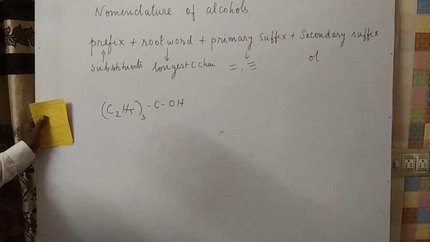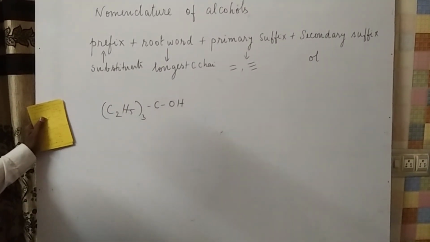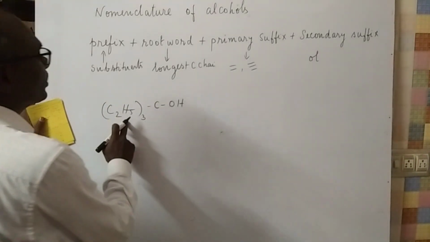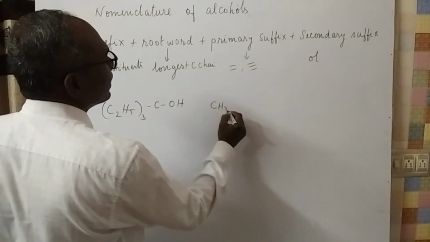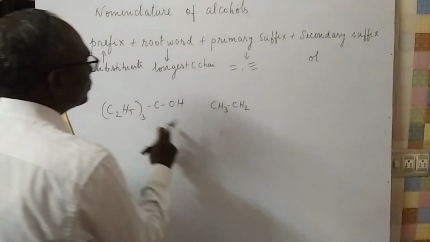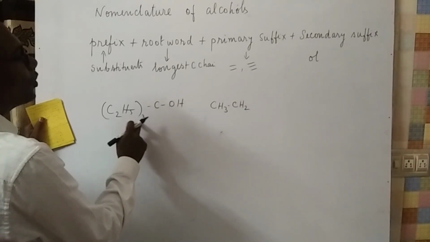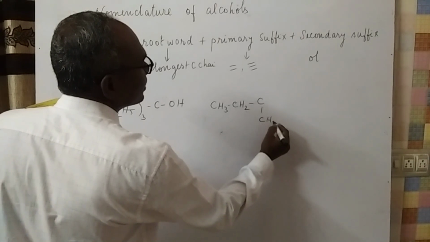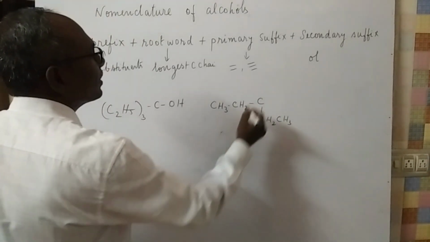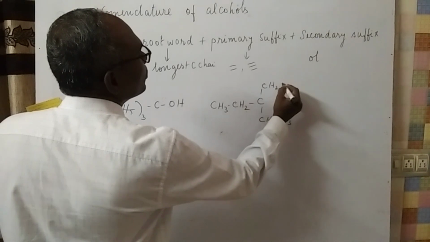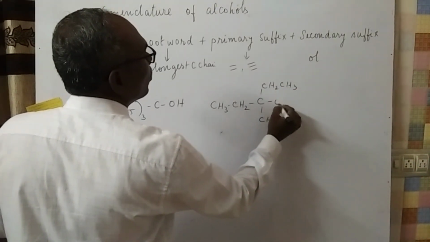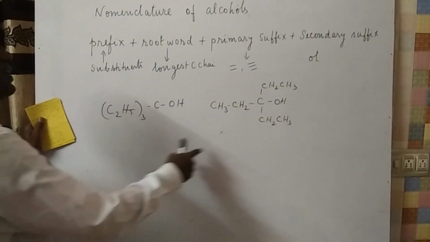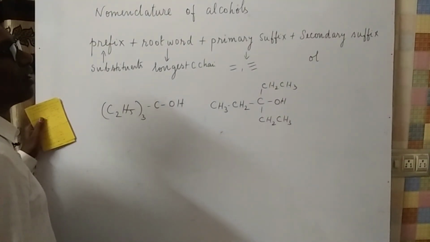Look at this compound. If a compound is given like this, then you have to write the full structure of the compound. C2H5 can be written as CH3, CH2. 3 such groups are connected to this carbon. So here the carbon, one more CH2, CH3, and one more CH2, CH3, and then OH is present here. So if a compound is given like this, that has to be written like this. Now we find out the longest chain.